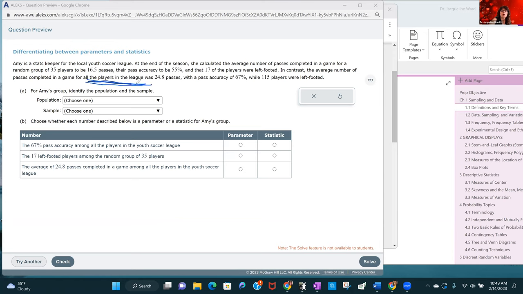Okay, so does it make sense that all players in the league, that's the population? I'll try to use the same color that I had. I had blue for population and purple for a sample, right? So Amy has a random group of 35 players. That's a sample. And then all of the numbers associated with that sample are statistics, and all of the numbers associated with the population are parameters.